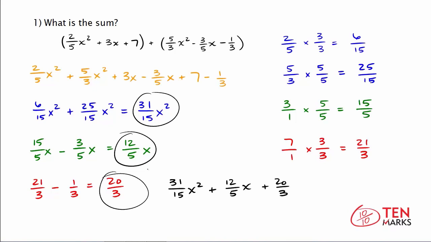Now, if you want to write these fractions as mixed numbers, the answer you would get instead would be 2 1/15 x squared plus 2 2/5 x plus 6 2/3. Now, both expressions are correct. It's just different ways of representing the fractions. Okay, now let's try another problem.